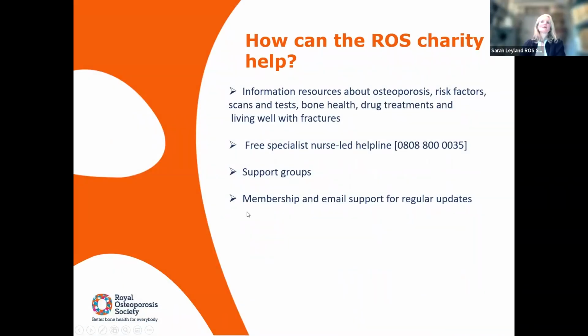Just finally, a quick mention of all the information that we have back at the Royal Osteoporosis Society. So lots of information on the condition, risk factors, scans and tests, bone health, drug treatments for bones, as well as living well with fractures, which I haven't covered, but I do know some people are really needing help with pain and symptom management. So lots there if you need it. We have a specialist helpline. We have support groups. We have a membership and regular email support for those who need it. So come to us if you need specific osteoporosis help.